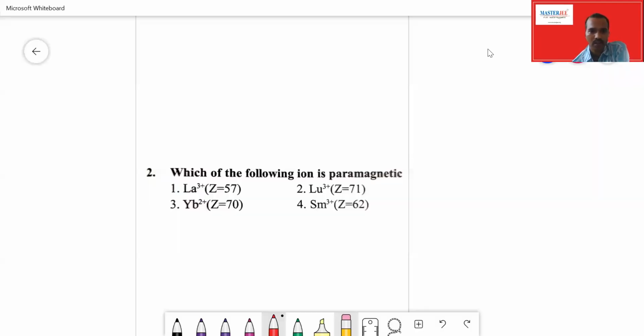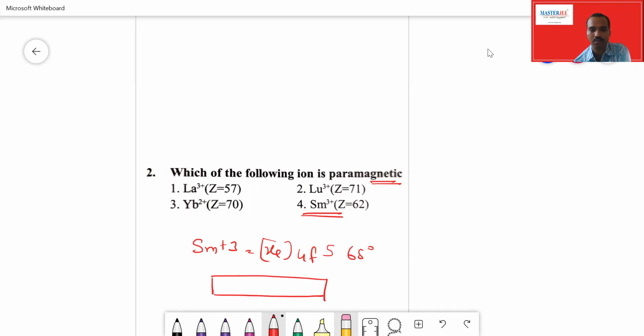Next, which of the following ions is paramagnetic in nature? Paramagnetic means unpaired electrons must be present. Samarium plus 3 has electronic configuration xenon 4f5 6s0. Counting 1 2 3 4 5, because of having many unpaired electrons, it shows paramagnetic property.